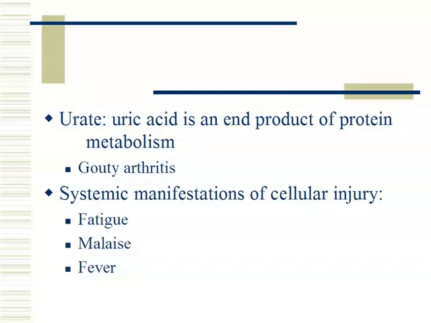Urate, or uric acid, is an end product of your protein metabolism, and your urate crystals can deposit in your joints, particularly in the joints in your great toes, causing gouty arthritis, and that is extremely painful for anybody who's ever had it. And diabetics are more prone to gouty arthritis because diabetes is a problem of metabolism. Systemic manifestations of cellular injury are fatigue, malaise, and fever.